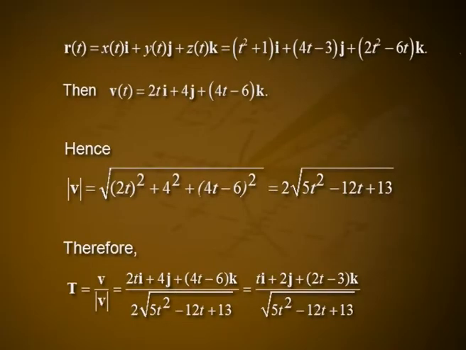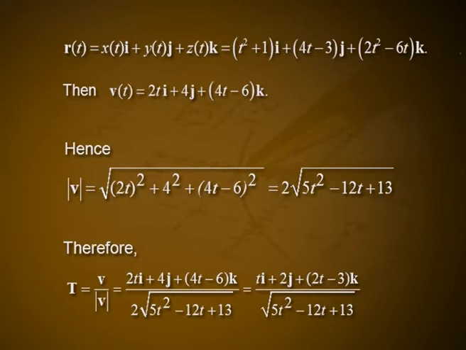Example 5. Find the unit tangent vector to the curve x equal to t squared plus 1, y equal to 4t minus 3, z equal to 2t squared minus 6t at the point t equal to 1. Solution. The position vector of a point on the curve is given by r(t) equal to x(t) i plus y(t) j plus z(t) k, which is equal to (t squared plus 1) i plus (4t minus 3) j plus (2t squared minus 6t) k. Then v(t) is equal to 2t i plus 4 j plus (4t minus 6) k. Hence, |v| is equal to the square root of (2t) squared plus 4 squared plus (4t minus 6) squared, which is equal to 2 times the square root of 5t squared minus 12t plus 13.